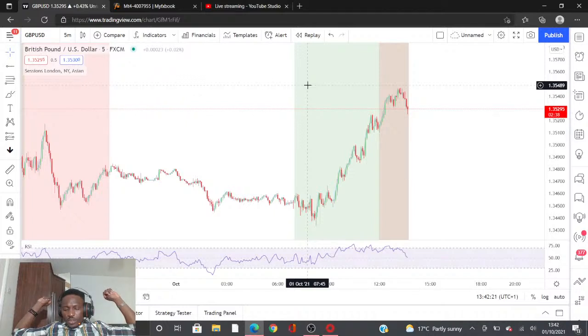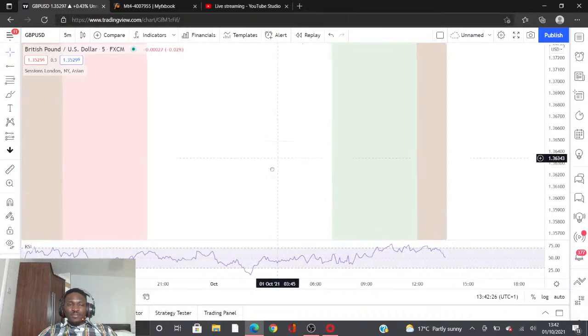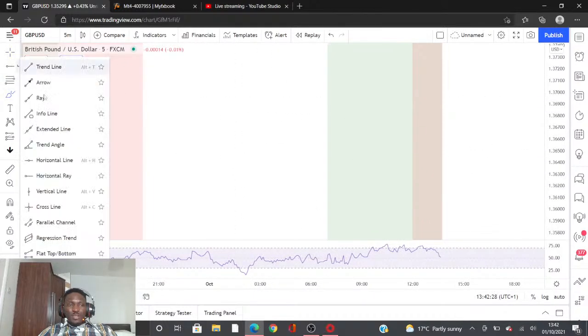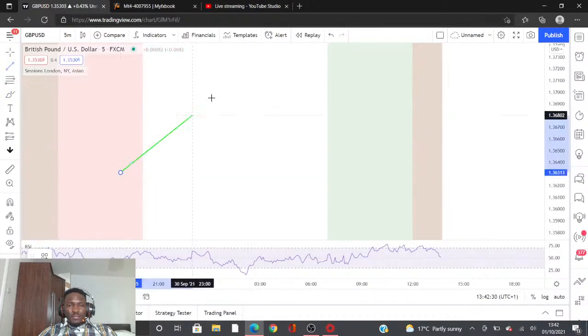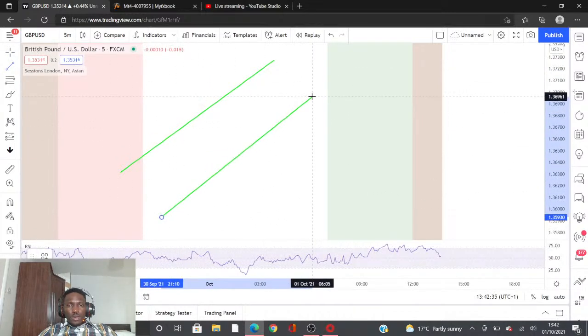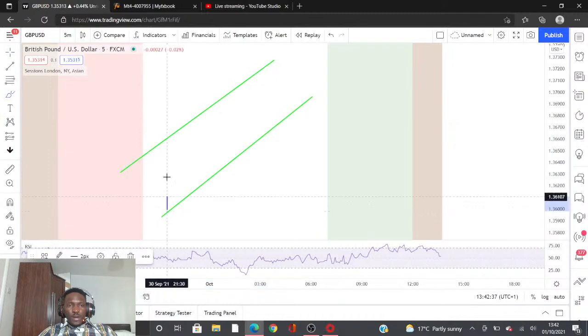A trend line structure? Yes, the market is still going to break it. It's going to behave in the same way. So trend line structure, you're talking about something like this. So maybe not in exactly the same way. You're talking about something like this, right?